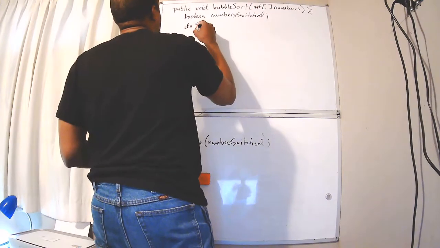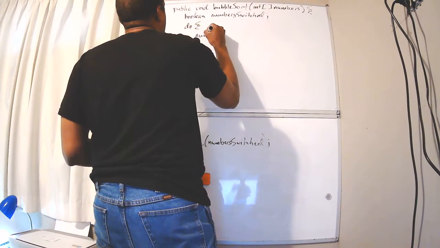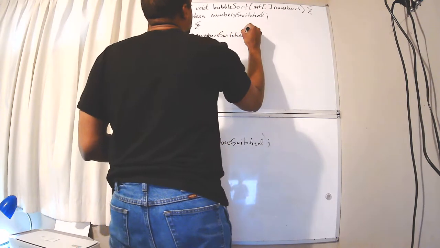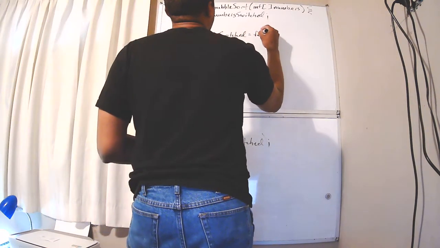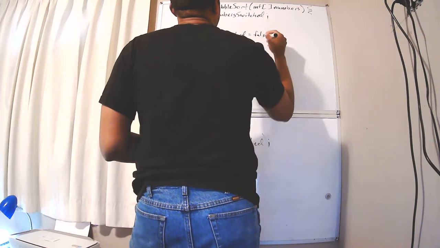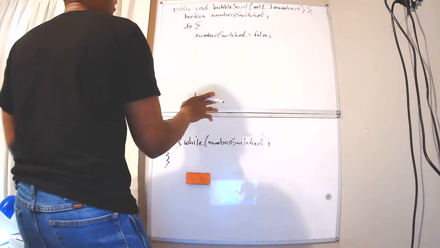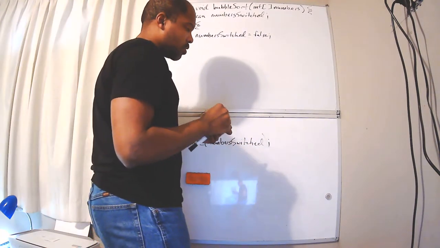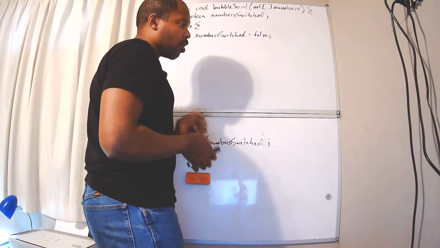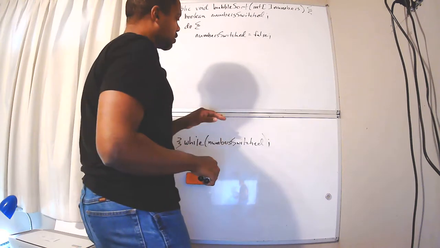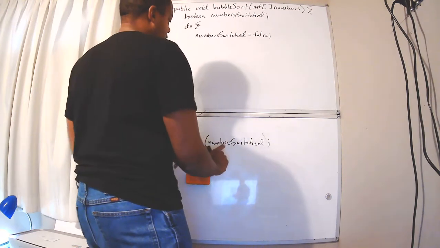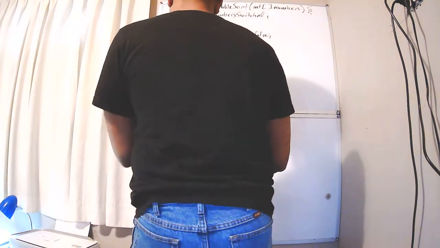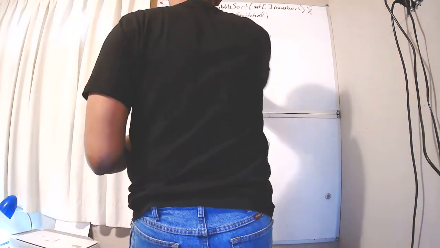Now, first we have to set numbers switched equal to false, because if the condition is true that we would actually perform the swap, then we're going to set it equal to true, and then we're going to hit this point where it was true, so we're going to do the whole thing again.